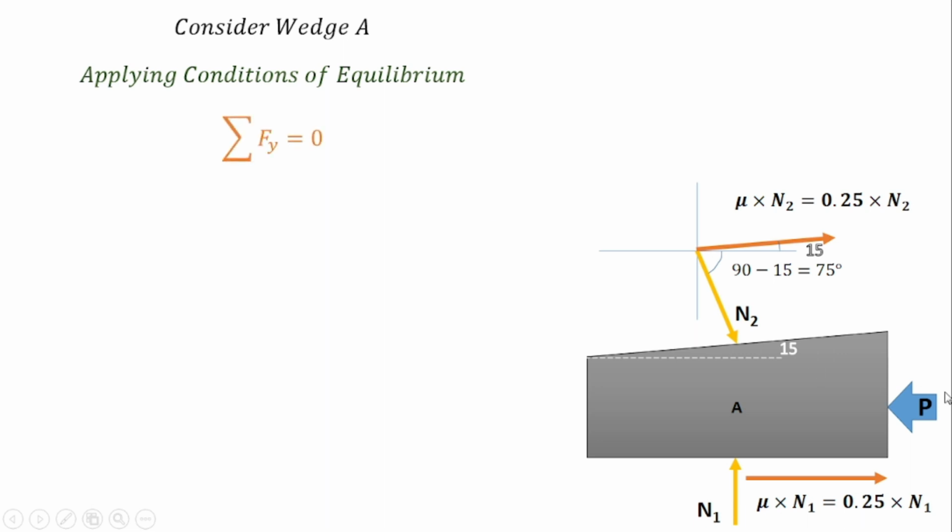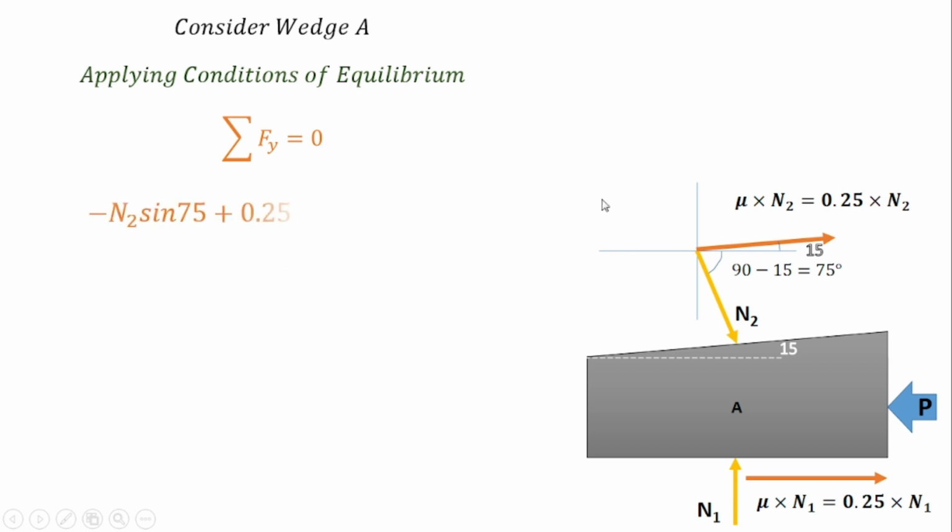Why? Because P force is unknown and P is the hero of this movie. So it comes under the summation of Fx equation. That's why we'll start with summation of Fy first. Now vertical forces are 0.25 N2, N2, N1. Only 3 forces are vertical.